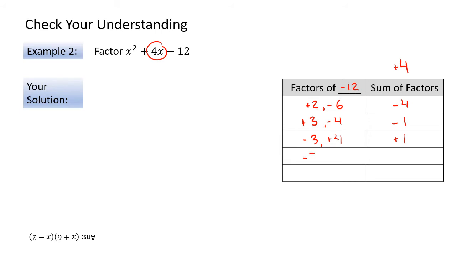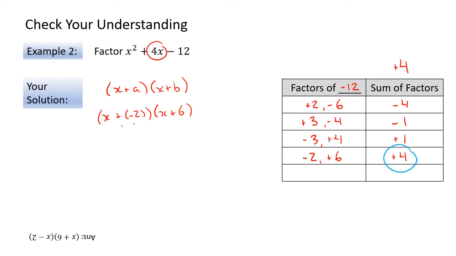Or we could have negative 2 and positive 6. Negative 2 times positive 6 is negative 12. Negative 2 plus 6 is plus 4. So again, you can see that you've reached the number you need. So we know that our factors are negative 2 and 6. So we have x plus a and x plus b. And you simply substitute those values in. So that's x plus negative 2 and x plus 6. So when you have a plus and a minus here, that becomes a minus. This is the same as x minus 2 and x plus 6.